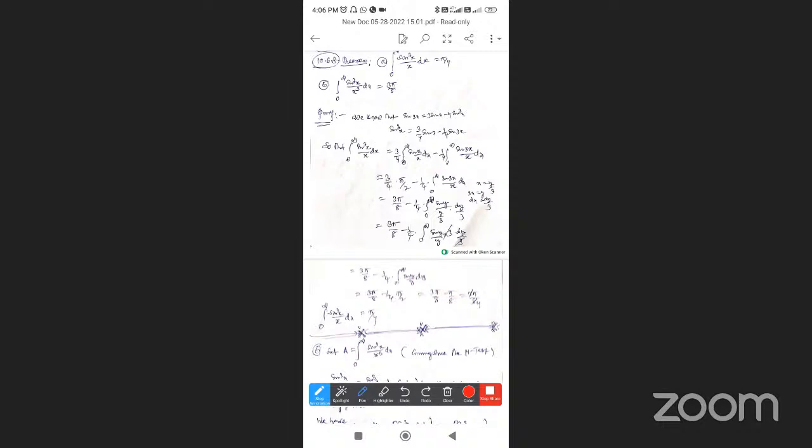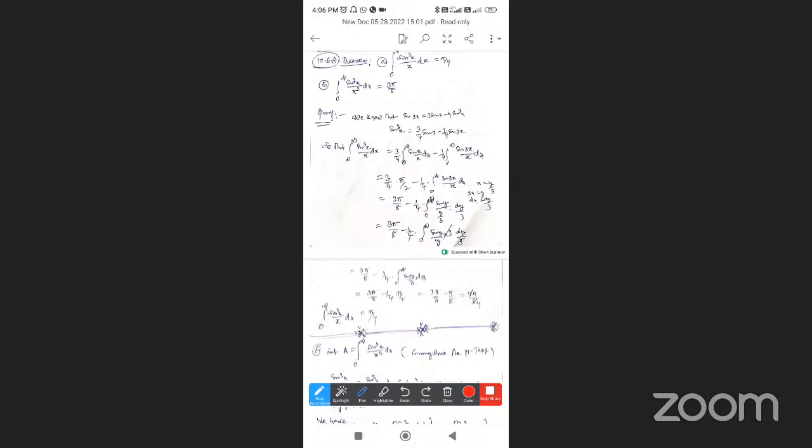Now put 3x is equal to y. So x is equal to y by 3, dx is equal to dy by 3. The limits do not change: 0 to infinity. So we get 3 pi by 8 minus 1 by 4 integral of sine y by y over 3 into dy by 3. The 3 is cancelled, so it is 3 pi by 8 minus 1 by 4 integral from 0 to infinity of sine y by y dy.